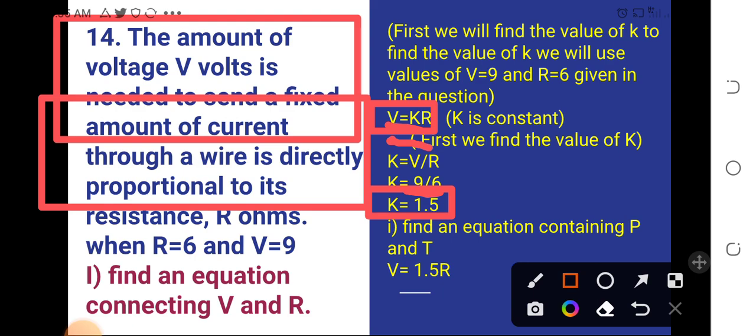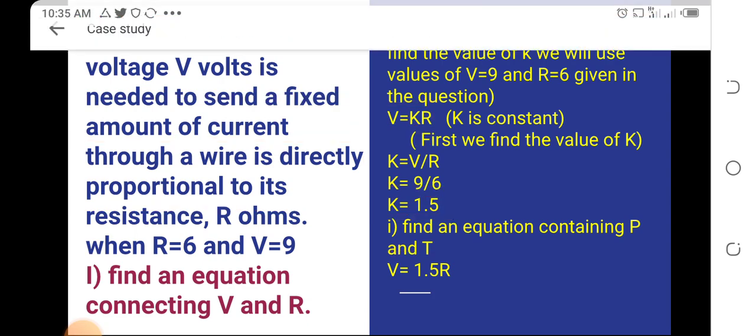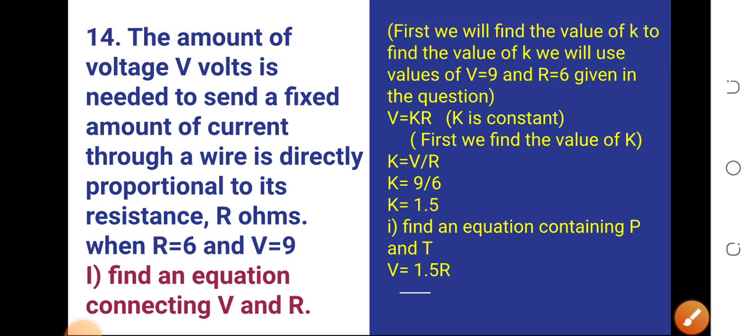Now we will just put this value of K in the equation which we have already, V is equal to KR. By putting that value of K, we get the equation V is equal to 1.5 R. This is the answer of the first part. Find an equation connecting V and R, and the equation is V is equal to 1.5 R, where 1.5 is the value of K, the constant. So now we will move to the second part and third part of this question.